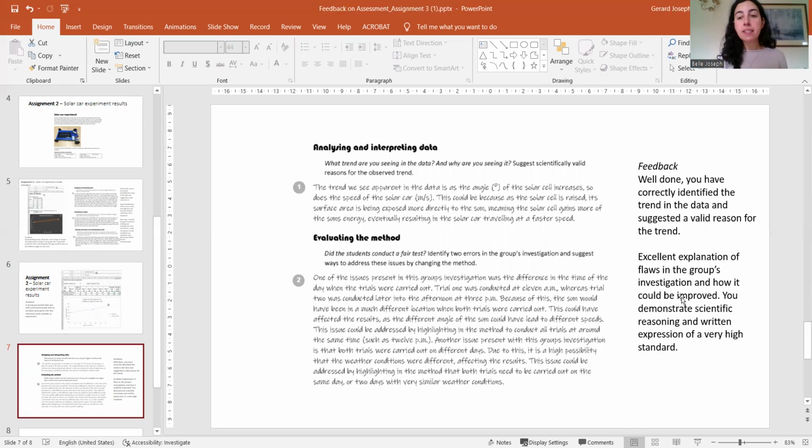And what stands out in this assignment is really the student's excellent scientific reasoning and exceptionally clear writing style. These were both key aims of the assignment. They were part of the marking rubric, so I've explicitly commented on them here.